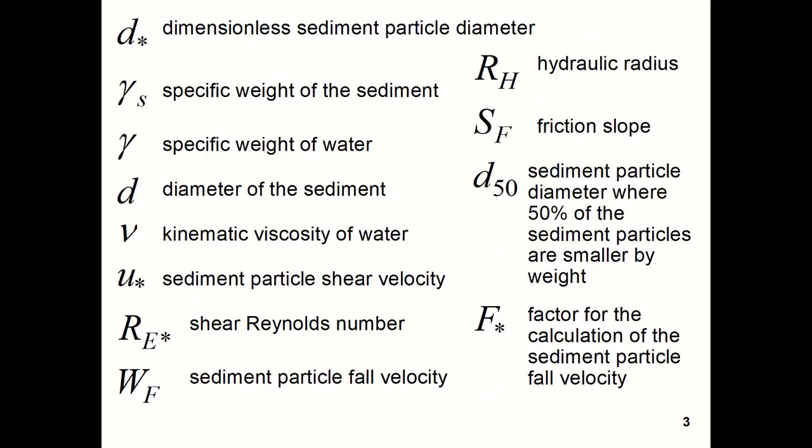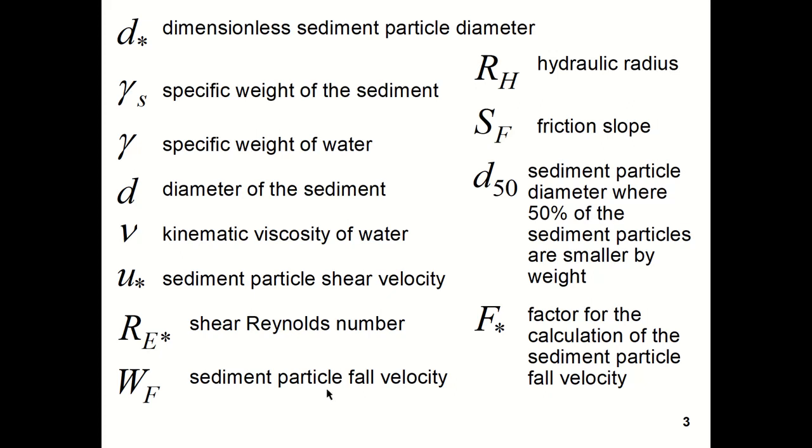Once again, the definition of some of the parameters. The d star is the dimensionless sediment particle diameter. Gamma sub s, the specific weight of the sediment. Gamma, the specific weight of the water. D, the diameter of the sediment. Nu, kinematic viscosity of the water. U star is the sediment particle shear velocity. R sub E star is the shear Reynolds number.